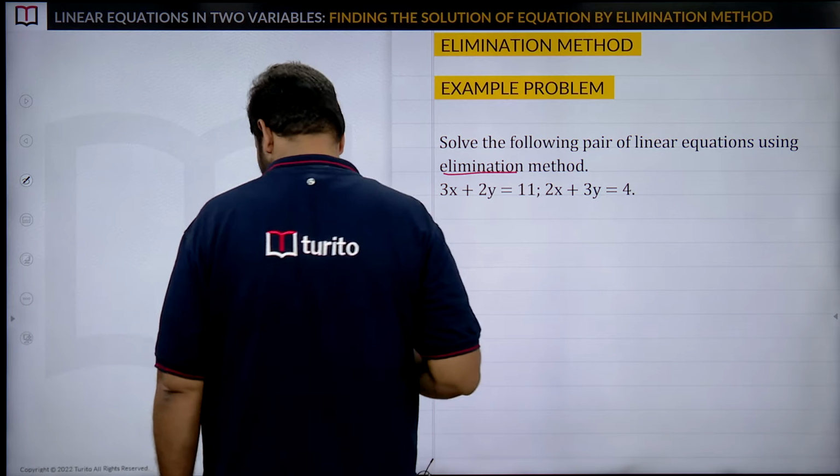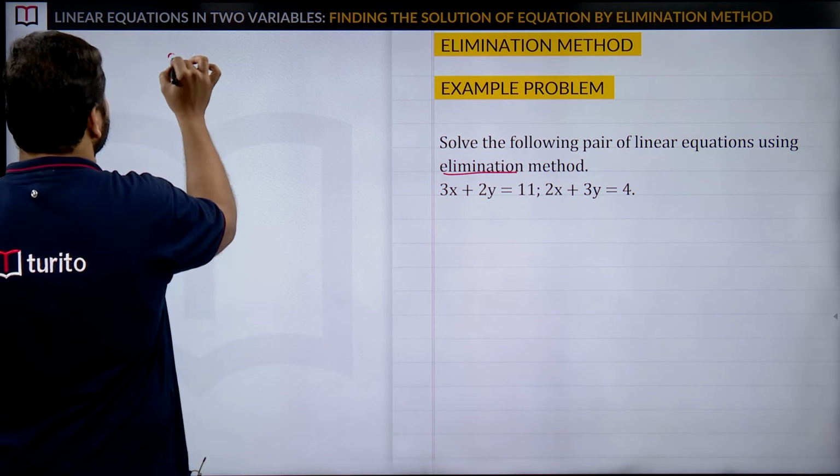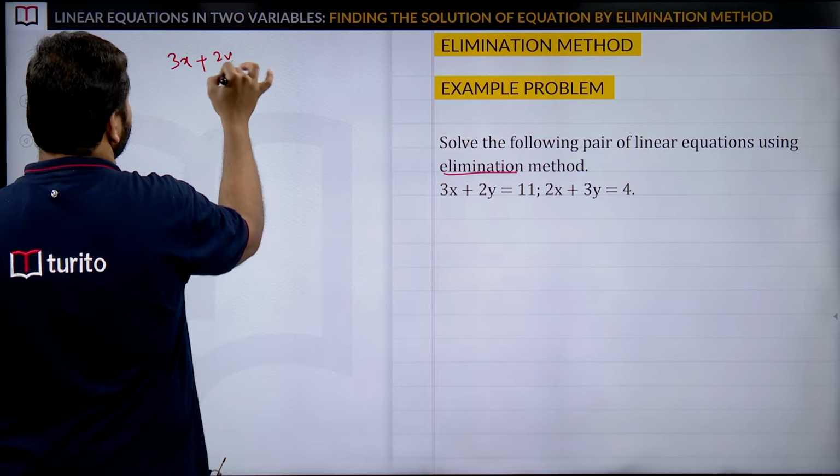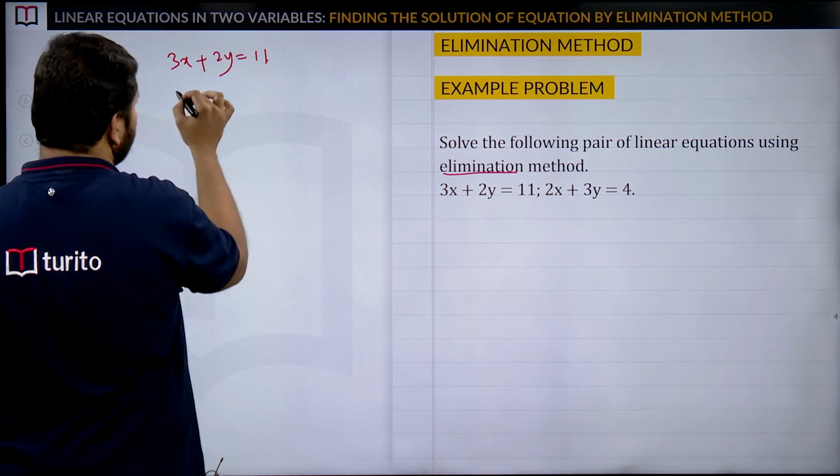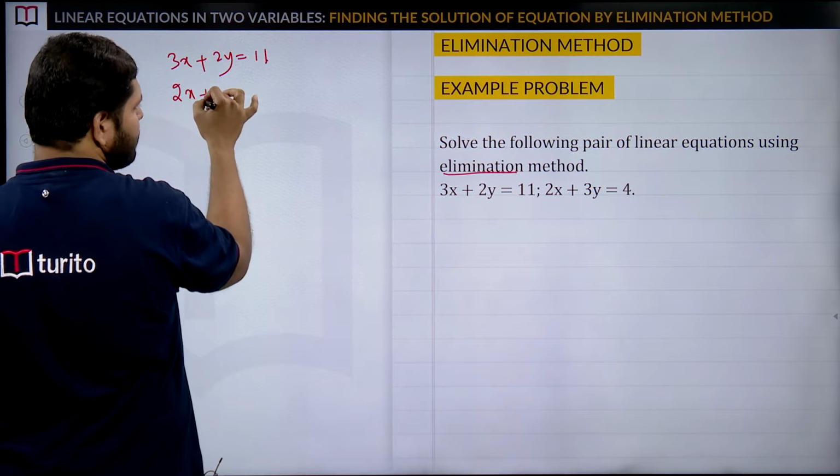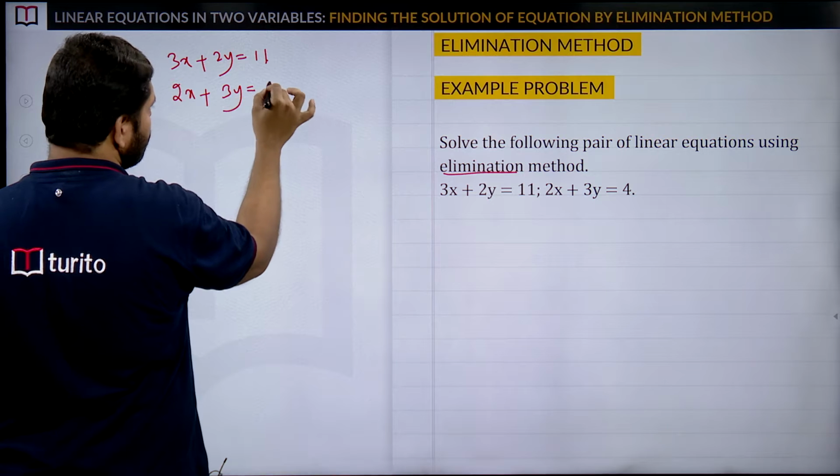3x plus 2y is equal to 11. And this is what, children? 2x plus 3y is equal to 4.